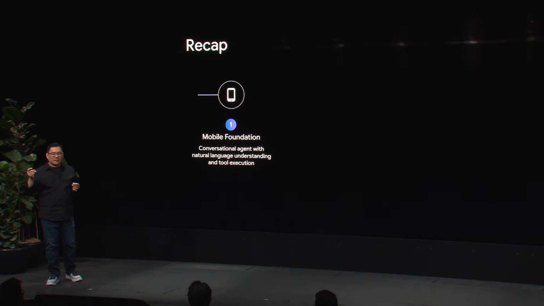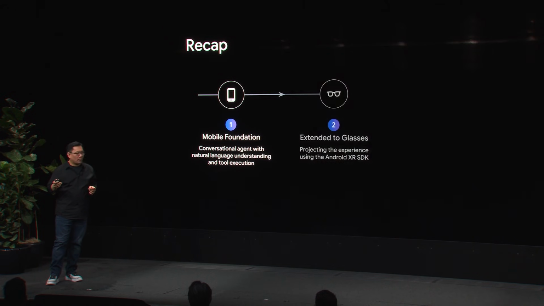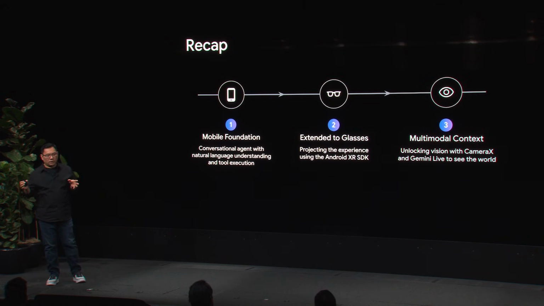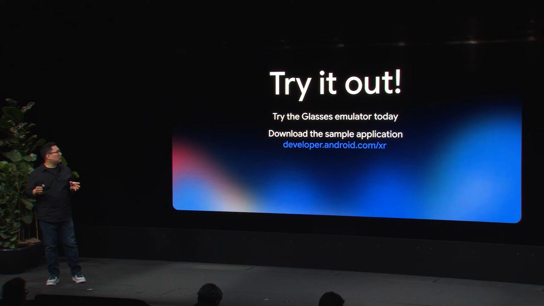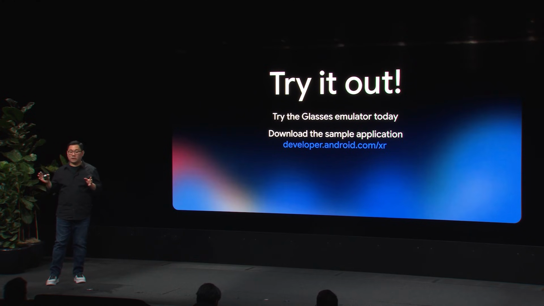So let's quickly recap the journey we just took. We kicked off things with a mobile app, building a conversational agent that can understand natural language and execute tools. Next, we extended it to glasses. And finally, we went a step further to add multimodal features that take advantage of the AI glasses form factor. And we did this all using tools and libraries available today: CameraX, Firebase AI Logic, and the Android XR SDK.